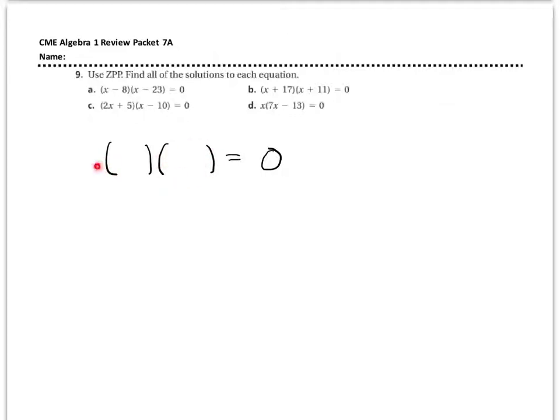Whatever this number is, if this is 0, 0 times whatever number is 0. If this is whatever number, but this is 0, obviously, whatever number times 0 is 0. Or, if both numbers are 0, then it equals 0.